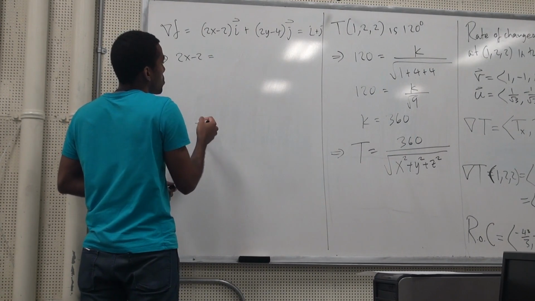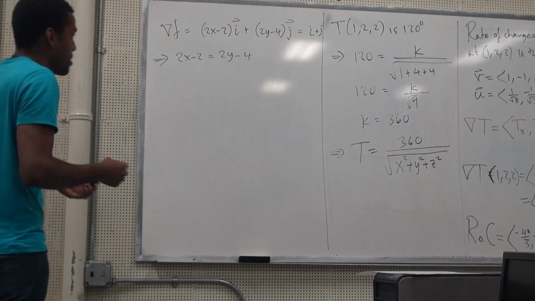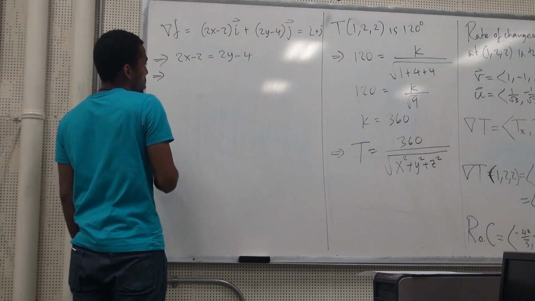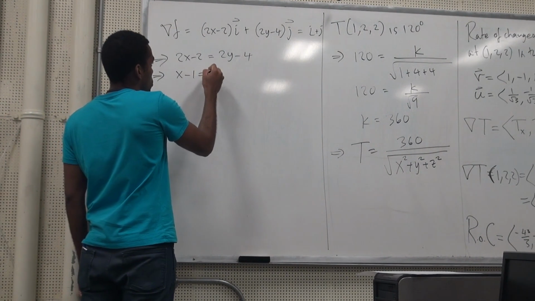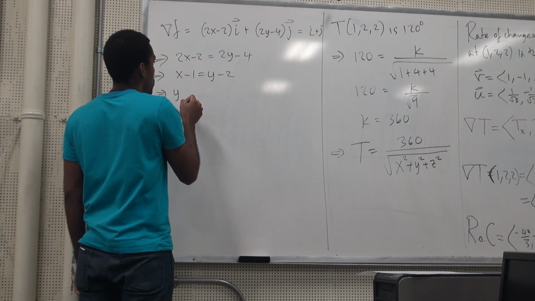Since they are multiples, there are multiple points. Oh, I see what you're saying. Okay, that's why we get more points than this one. So you can divide by 2, get x minus 1 equals y minus 2, in which case you get y equals x plus 1.